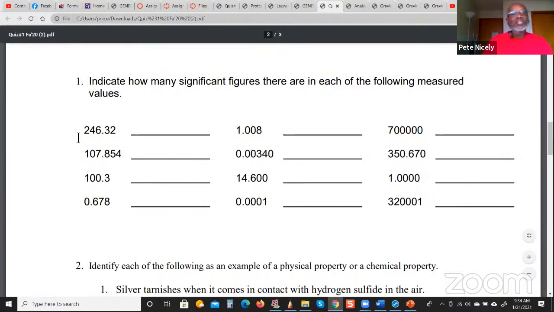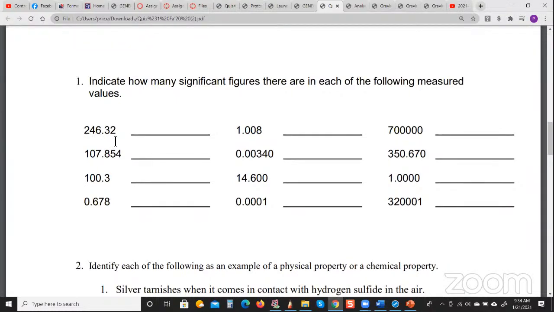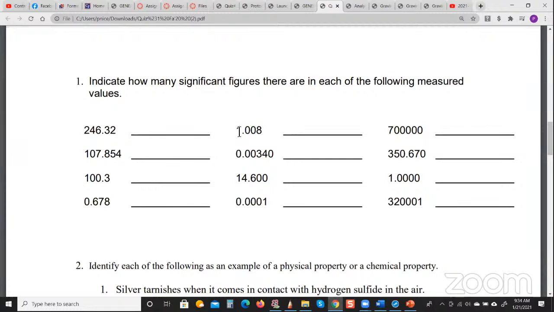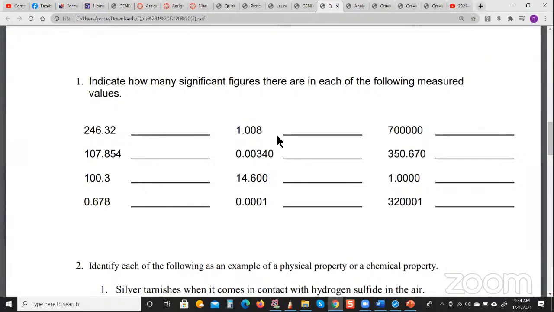So let's start off with this one here. What would you say the number of significant figures represented here is? 5. 246.32. 5, very good. So far, so good. And that's easy because all the digits are non-zero. Okay, very good. What about this one right here? 1.008. 4. 4 is correct.